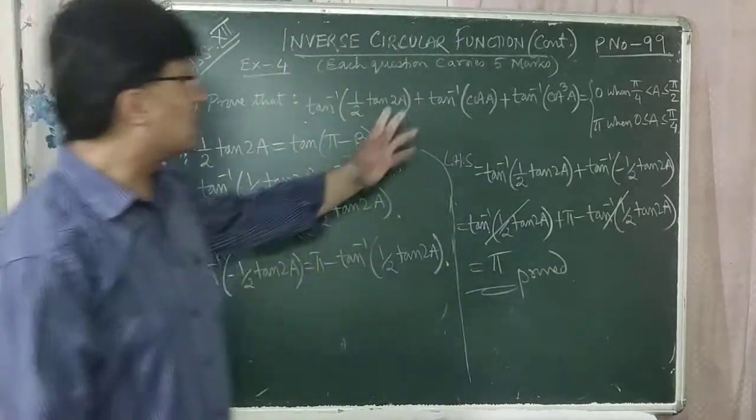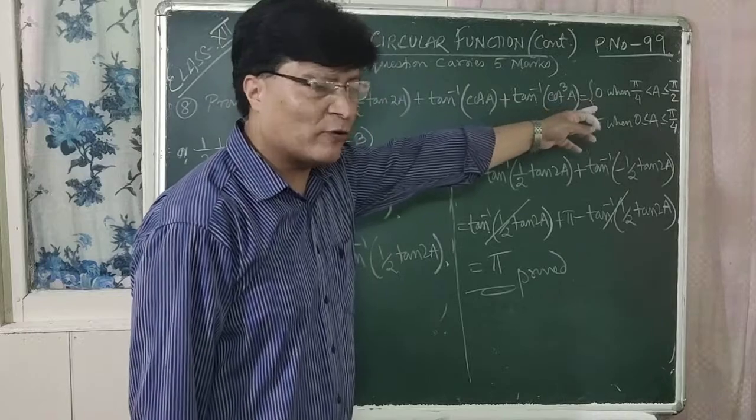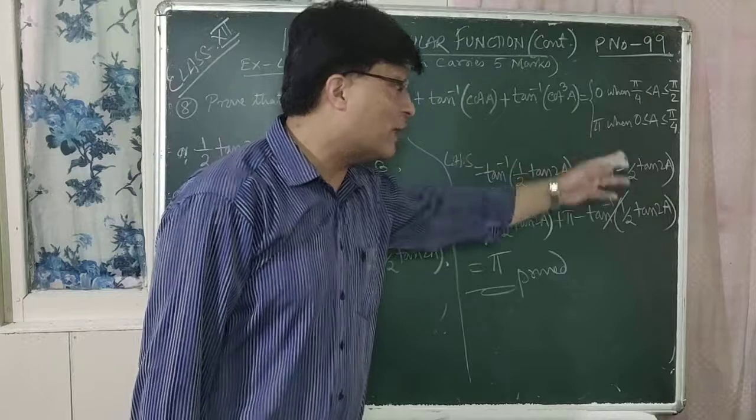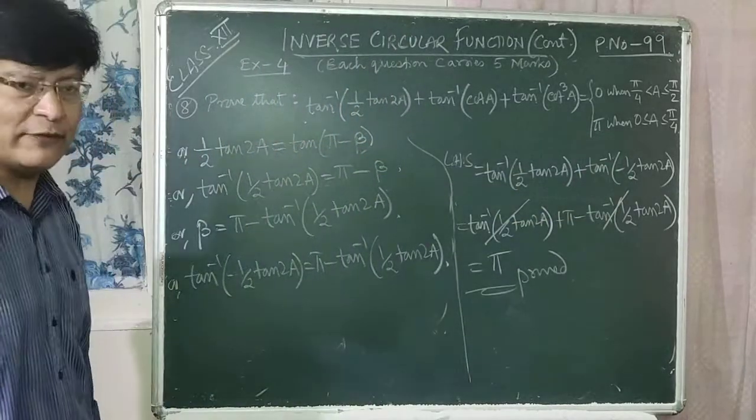That is, this left hand side is equal to 0 when pi by 4 less than a less than or equal to pi by 2, or this left hand side is equal to pi when 0 less than or equal to a less than or equal to pi by 4.